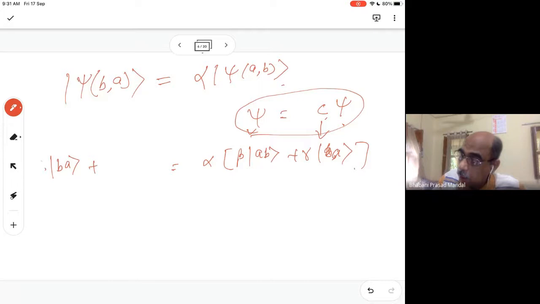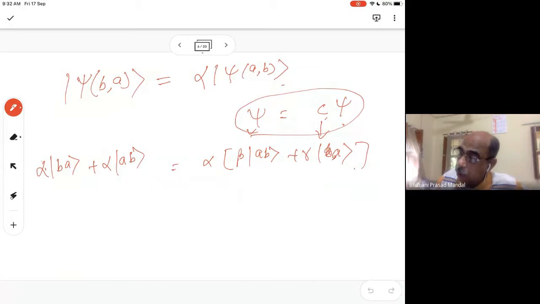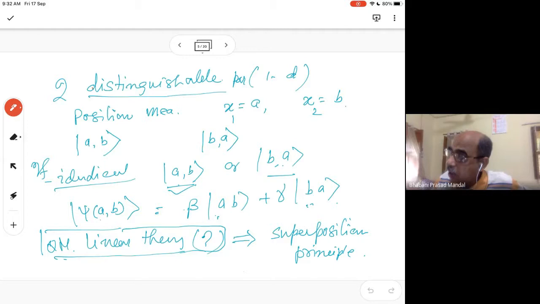Alpha times BA, alpha times AB. This I obtained from here. Psi AB, so I make a BA, so A will be replaced by B, so beta times BA, gamma times AB. That I wrote probably, I did a mistake. So this I am getting directly from here, this side, it is beta times AB state, plus gamma. Now I interchange BA. So beta times BA, gamma times AB. So this will be beta and this will be gamma.